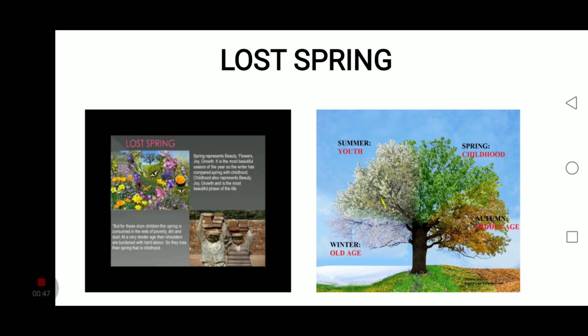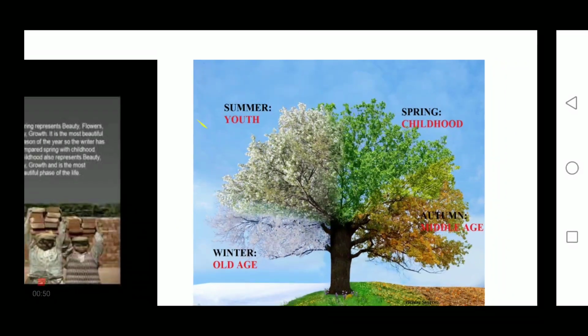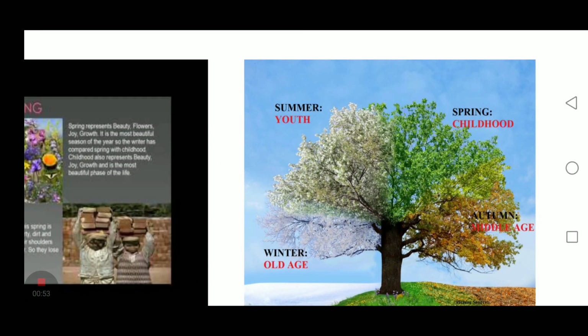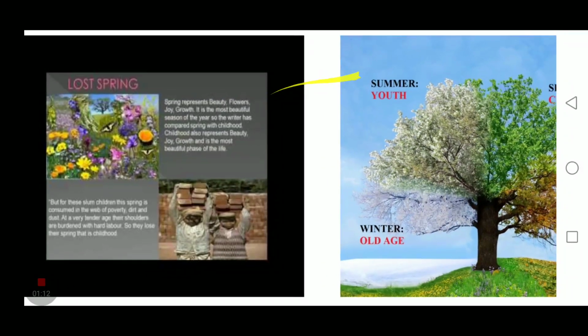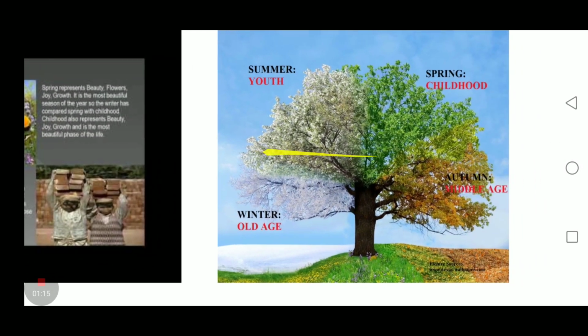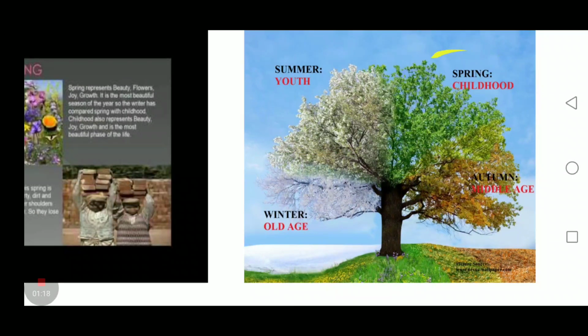If you look at the very first picture, summer has been represented through youth, and spring through childhood. Autumn is middle age, and winter is old age. If I ask you which is the most beautiful season among all these four, most of us will answer spring. Spring is the most beautiful season. It is liked by one and all. And spring and childhood, they are together.